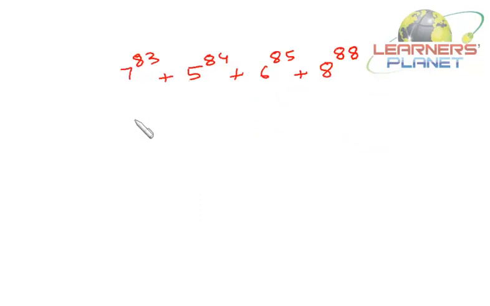Now friends, let's try this problem. We have to find the unit digit of 7 raised to 83 plus 5 raised to 84 plus 6 raised to 85 plus 8 raised to 88. In this case, 5 raised to 84 will have the unit digit as 5 only. And 6 raised to 85 will have the unit digit as 6 only. So we have to calculate the unit digit of 7 raised to 83 and 8 raised to 88 only.